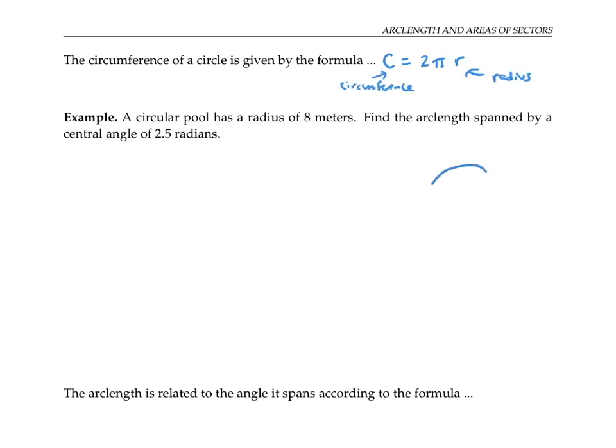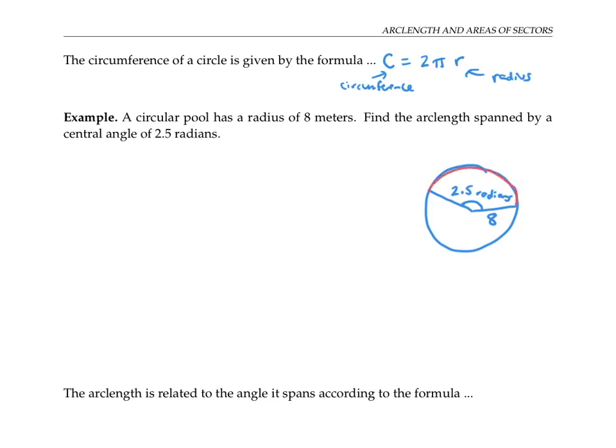A circular pool has a radius of 8 meters. Find the arc length spanned by a central angle of 2.5 radians. This angle from the center of the circle is supposed to be 2.5 radians. I've drawn the angle as a little bit less than half the circle because half the circle would be pi radians, which is 3.141 radians. So I want to find the length of this arc.